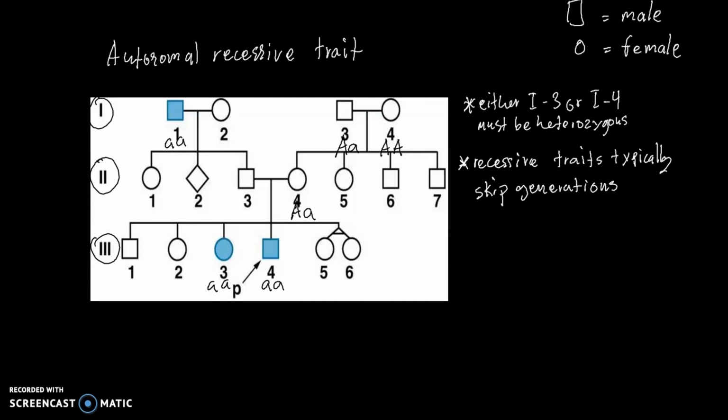The last and final point is to look at the affected individuals, whether the disease is only observed in the males or the females, or both. Recessive autosomal traits appear equally in both sexes.